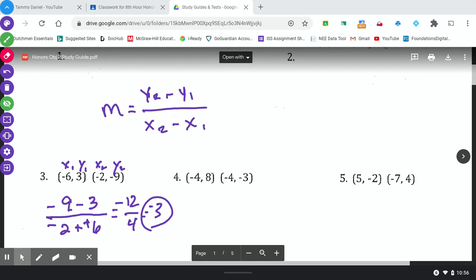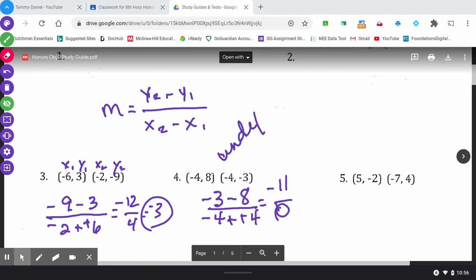Over here, we'll have -3 minus 8 divided by -4 minus -4. So that gives us on top a -11. And on the bottom, we're going to have -4 plus 4, which is 0. When you divide anything by 0, it is undefined. So in this case, it would be an undefined slope.